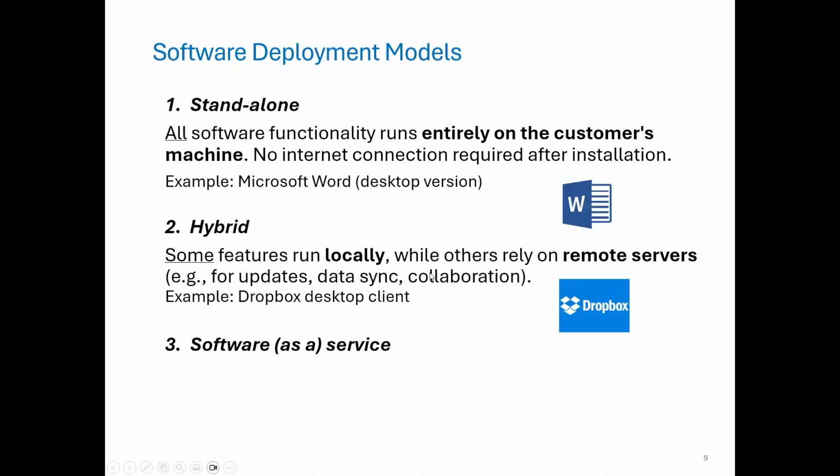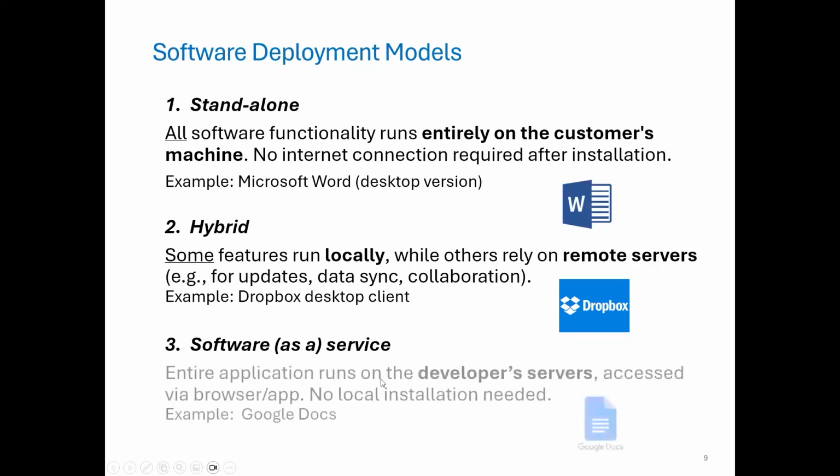The other one is the hybrid model. Some features run locally while others rely on remote servers. An example is Dropbox. For the Dropbox desktop client, some of the features run locally, but it needs to connect to the servers. Another model is software as a service, where the entire application runs on the developer's servers, so no local installation is needed. An example of that is Google Docs. It's all on the developer side, not the client or customer side.